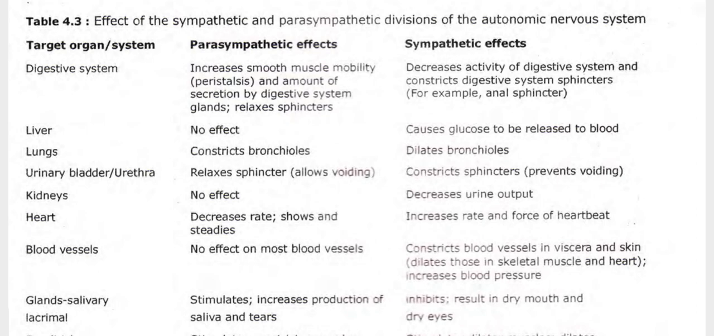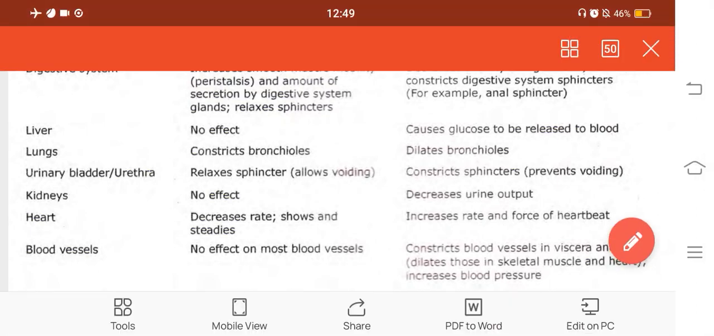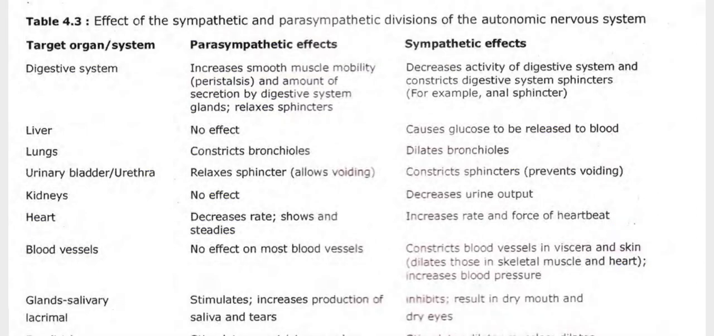Increases smooth muscle mobility or peristalsis and amount of secretion by digestive system glands. Relaxes sphincters. And we consider the effect of parasympathetic system: increases smooth muscle mobility or peristalsis and amount of secretion by digestive system glands, relaxes sphincters. But sympathetic effect decreases activity of digestive system and constricts digestive system sphincters.